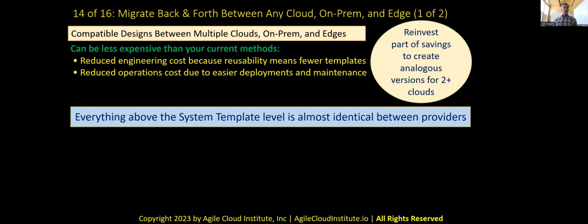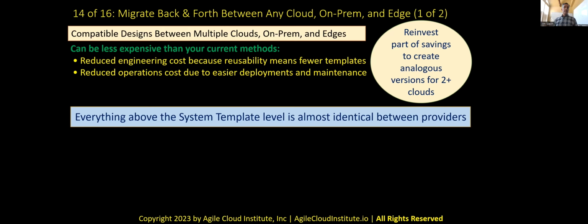First, in the Agile Cloud Manager, remember we've got appliance templates and we've got system templates. And then we also have these lower level building blocks that you've already got in your organization that are produced by other tools, for example, CloudFormation or Terraform or ARM templates or Packer or other templating languages and tools. The idea here is that when you design for multi-cloud or for migrating back and forth between different clouds, different on-prems and different edges, everything above the system template level can be almost identical between providers. Because remember, an appliance template with the Agile Cloud Manager is just a very short list of references to the system templates that will be used.